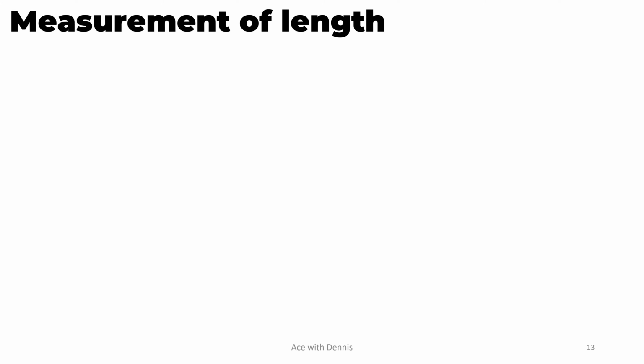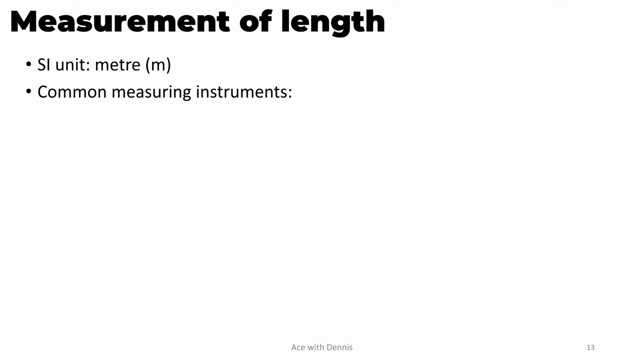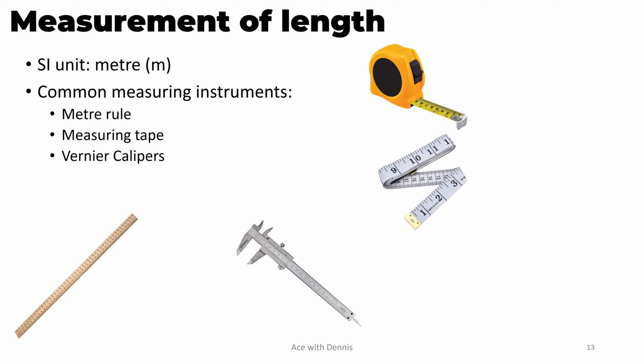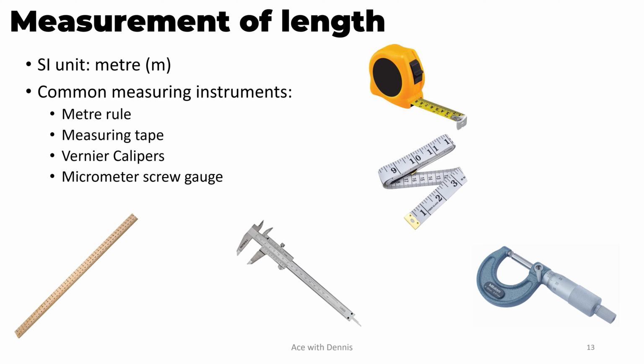Measurement of length. The SI unit for length is meter, and the symbol is m. The common measuring instruments that we use in physics lab are meter rule, measuring tape, Vernier calipers, and micrometer screw gauge. We'll discuss more on meter rule, Vernier caliper, and micrometer screw gauge in the later part of this chapter.